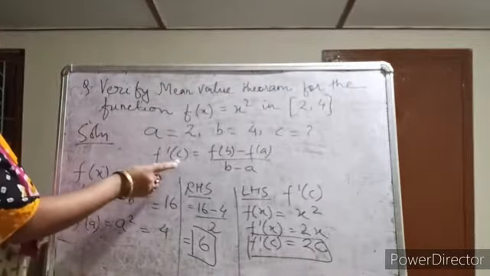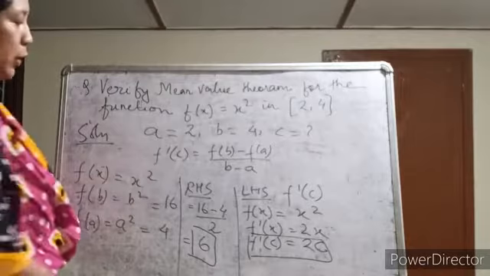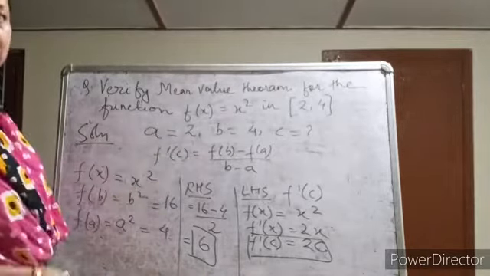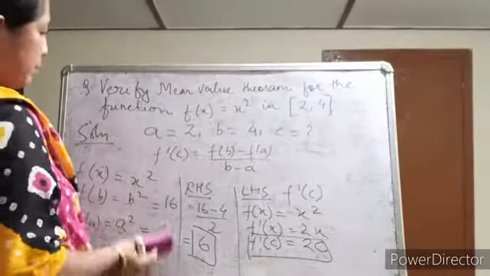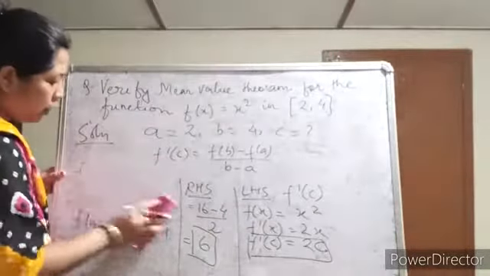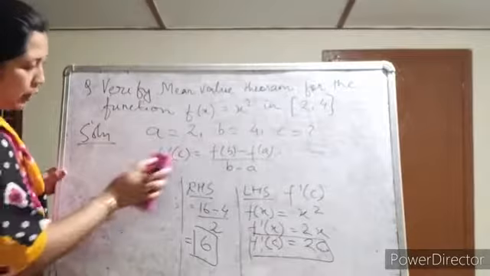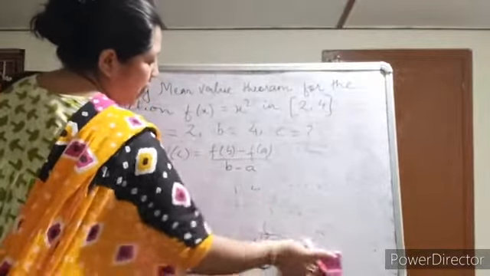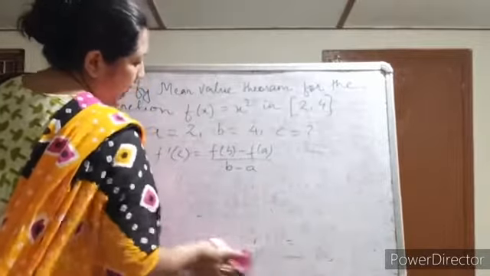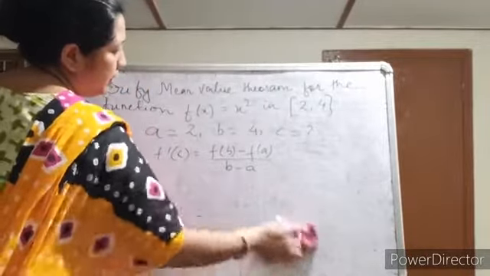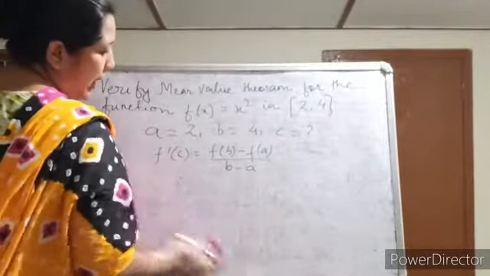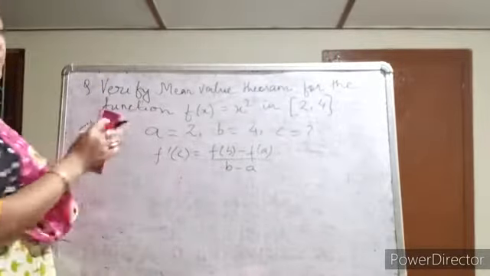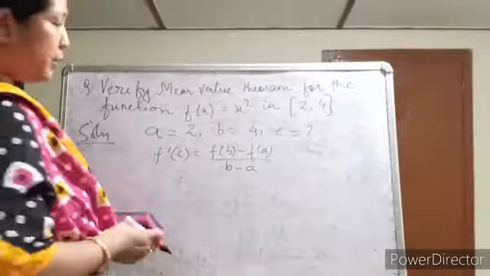Now we have to apply this mean value theorem, in which f dash c is equal to f of b minus f of a divided by b minus a. So now from these two sides we have to find the value of c, and that c value must be lying in the interval between 2, 4. And if your value is lying in the interval, that means our mean value theorem is proved, otherwise it is not proved.